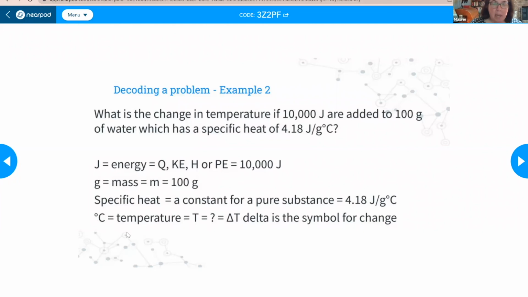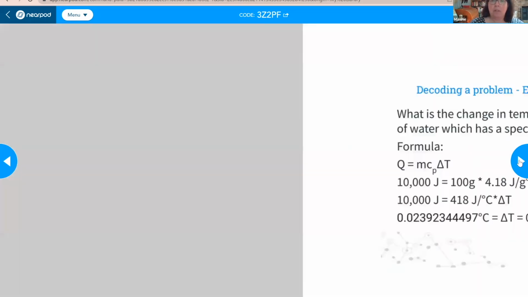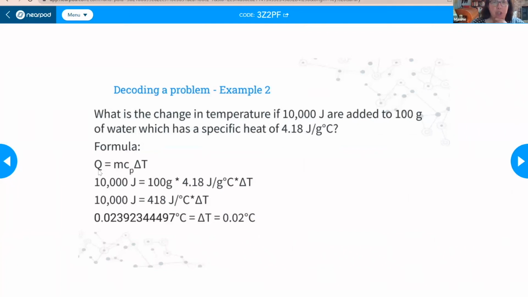And then when I have a change in something, this little triangle symbol stands for change. It's called a delta, and delta is the symbol for change. So I don't need to just have T in my formula, I need to have a delta T. So again, trying to decode the problem, the key is looking at the units and what each thing stands for. So if I look at my formula sheet, there's a formula that has Q, M, specific heat, and delta T.